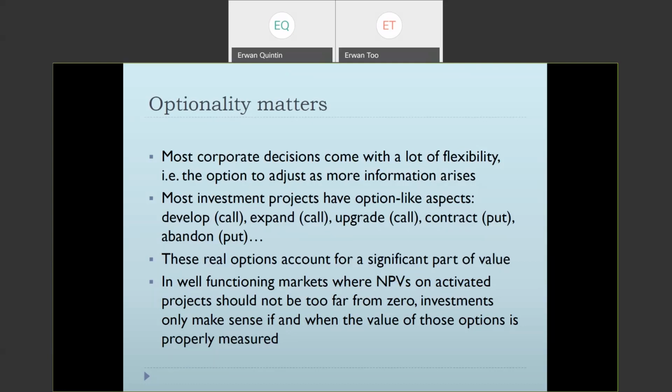It's got to be that taking into account that flexibility is necessary to put a project over the top, to rightly conclude that a project has positive NPV. So again, absent a proper measurement of that flexibility, if you do not take into account the value of that flexibility in competitive markets, you will find that most projects do not have a non-negative NPV.